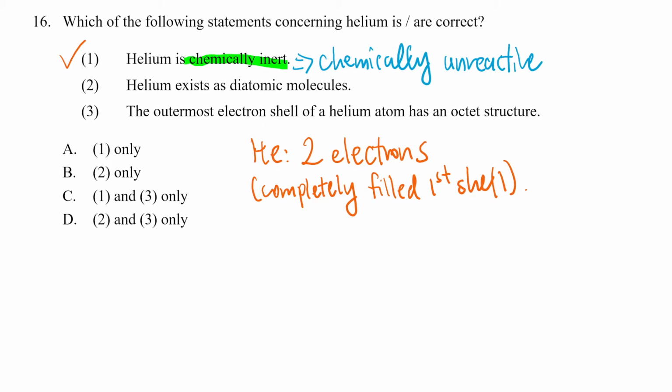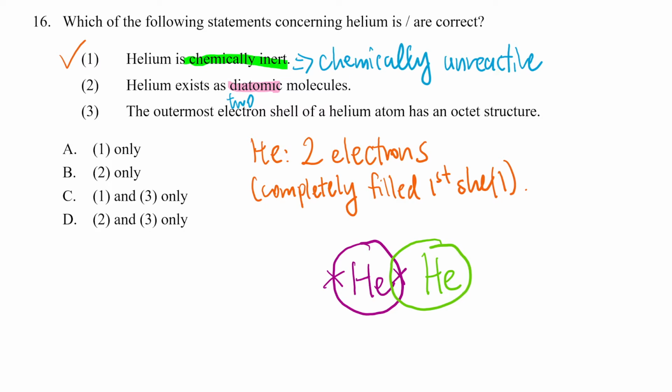Helium exists as diatomic molecules. Now what does diatomic mean? Di means 2, atomic means atoms. So does helium exist as diatomic molecules? As we know, there are only 2 electrons in its outermost shell. So 1, 2. Now what if I draw another atom here?